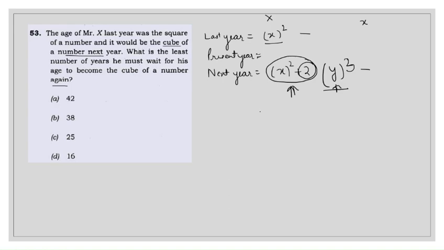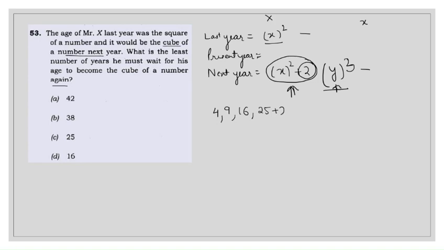So we'll try to check with numbers. For example, we'll start with all the perfect squares. First we'll start with 4. Now 4 plus 2 is 6, but 6 is not a perfect cube. Then we go on to the square of 3, that is 9. If we add 2 to 9, it will be 11, but 11 is also not a perfect cube. Then we move on to the square of 4, that is 16, and 16 plus 2 will be 18, but 18 is also not a perfect cube. Then the square of 5, that will be 25.